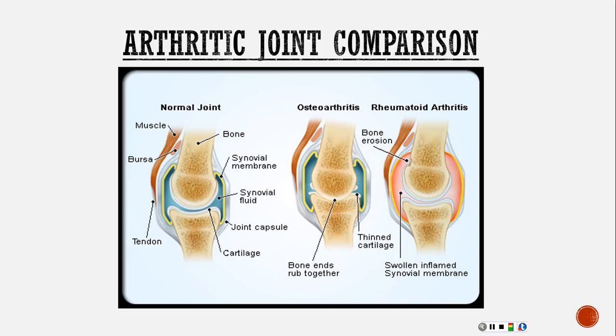All right, this is just a visualization of the differences between the different types of arthritis. We've talked about... here's your normal joint. This is what you should have. You see the synovial fluid there. There's not too much, there's not too little.